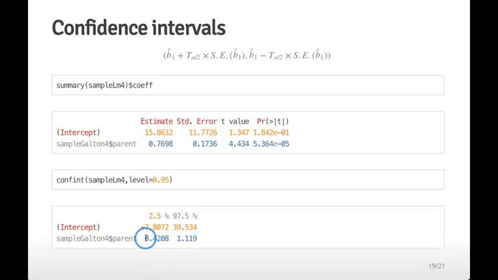Meanwhile, we also see the values that we would expect to see for the slope, and we would expect to see anything between 0.42 and 1.119. So these have a very specific statistical meaning in terms of the frequency with which a confidence interval will cover the actual value.